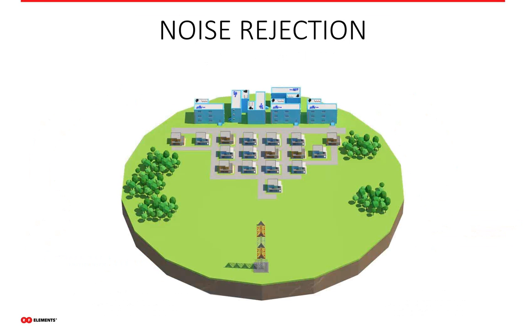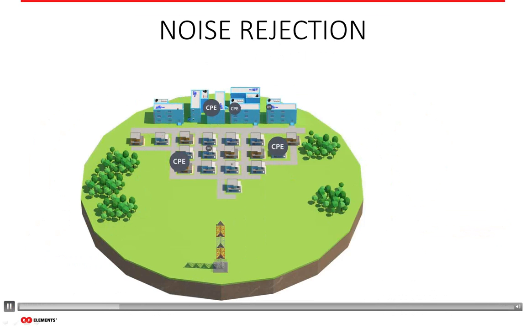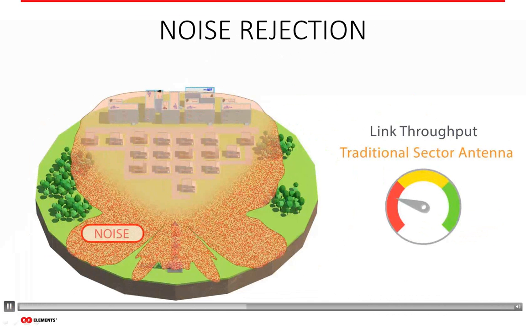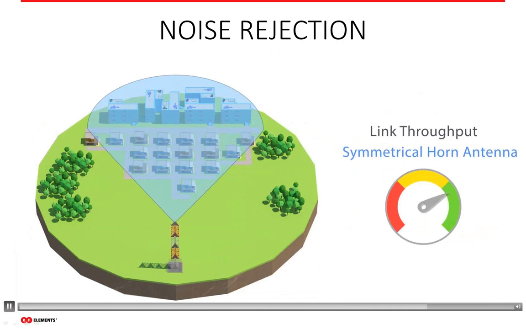So now we'll look at noise rejection. If we look at this deployment, you have your standard tower with a traditional sector on there, covering your coverage area. Because of noise on a traditional sector, the total link throughput of that AP can be reduced, because the customers on the outside edges of that sector get poorer performance than the ones in the sweet spot. With a horn antenna, because of the noise rejection and the balanced beam, you get much better link throughput, because all your customers get the higher modulation rates and a better signal. So overall, the performance is much better because of the noise rejection qualities of horn antennas.